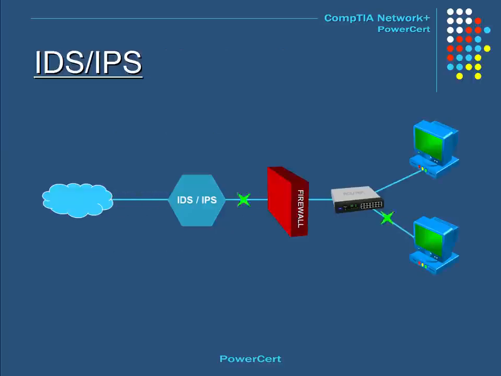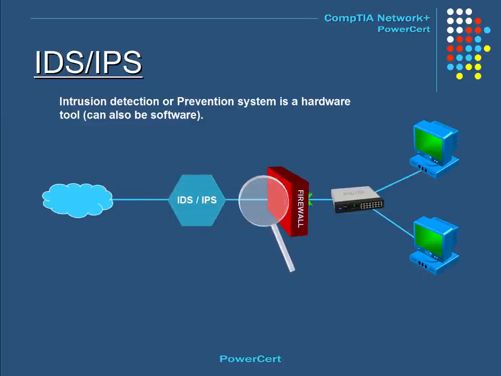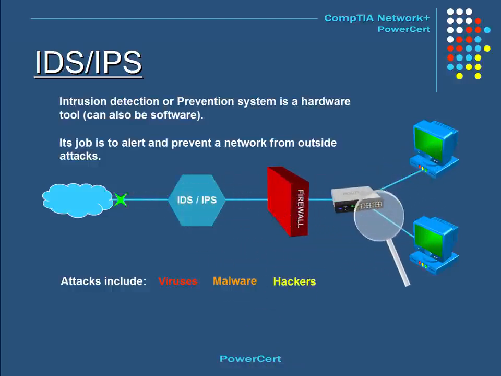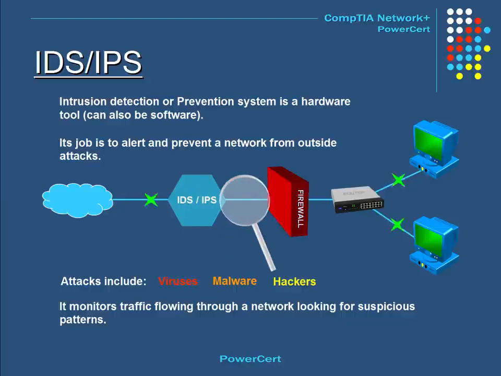An intrusion detection or prevention system is a hardware tool that is typically placed between the internet and the firewall, and its job is to alert and prevent a network from outside attacks. These attacks include viruses, malware, and hackers who are trying to sabotage an internal network. It monitors traffic flowing through a network looking for suspicious patterns, and if it finds any, it alerts the network administrator of a pending danger.